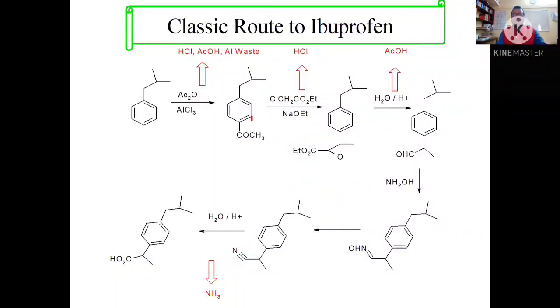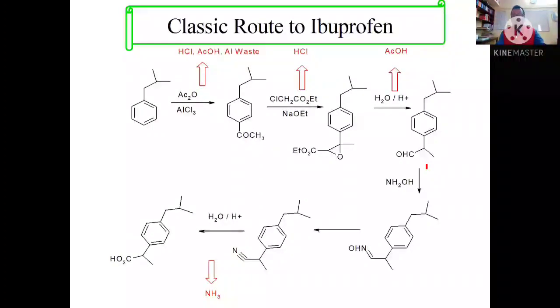In the second step, they are using ethyl chloroacetate, that is a Darzens glycidic ester condensation. You are using sodium ethoxide, and in this process again hydrochloric acid is generated as waste. Third step, hydrolysis. You are hydrolyzing it, again you are generating acetic acid as waste. So here you can see in all the first 3 steps, you are releasing acid to the environment in the form of waste.